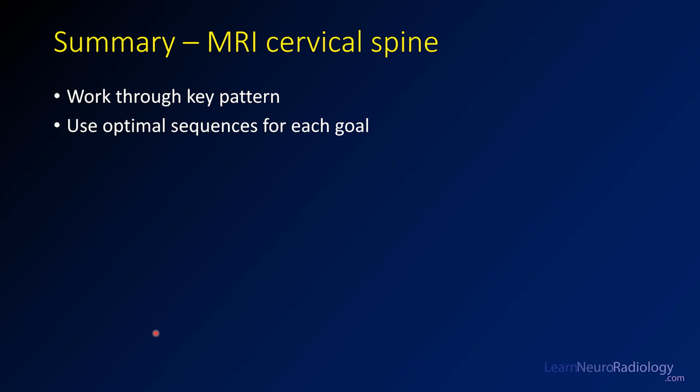You want to look at the alignment, you want to look at the vertebral bodies, and kind of all of those things. Use the optimal sequences to look at each one. So when you're looking at a sequence, you want to have a specific goal of what you're looking at for that sequence as you work your way through. And as you practice, you'll get more accustomed to kind of toggling through those and looking at all those different features.